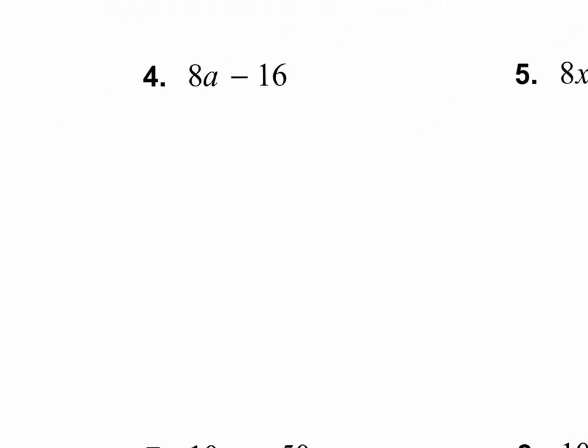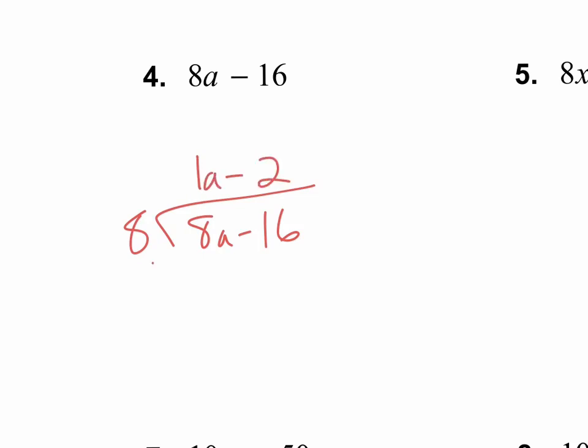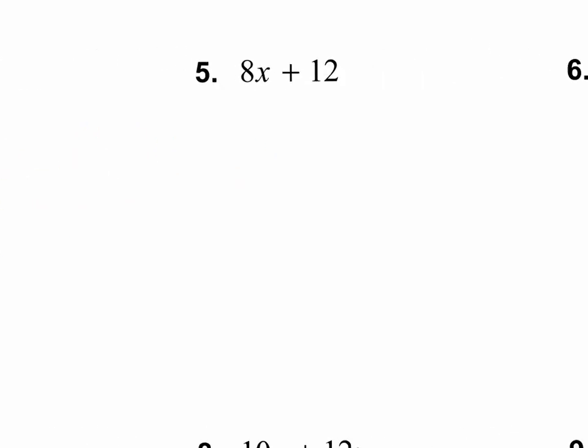Alright, let's go ahead and try another one. What goes into 8 and into 16? Well, 2 does, 4 does, 8 does. 8's my biggest number, so I'm going to factor out my 8. 8a minus 16. 8a divided by 8, so 8 divided by 8 is 1, and you get that a still there. Bring up the minus. 16 divided by 8 is 2. And then we have that 8 here. And that would be your answer. You can distribute it and check that too.